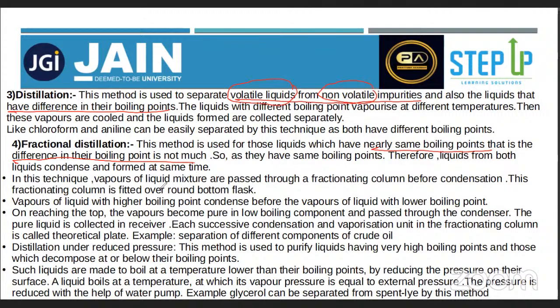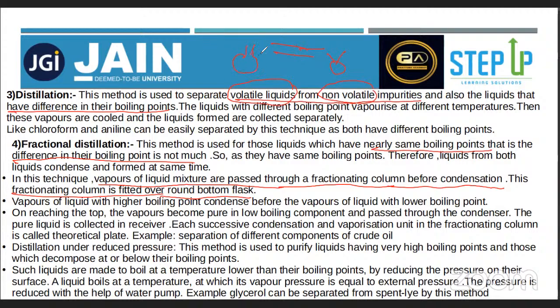So what we do in this technique is the vapor of the liquid mixture is passed through a fractionating column before condensation, and this fractionating column is fitted over a round bottom flask. So basically, if I have a flask over here, they will take a tube, which will be kept in a tilted manner, and from here they'll try to evaporate the mixture, which gets evaporated faster.